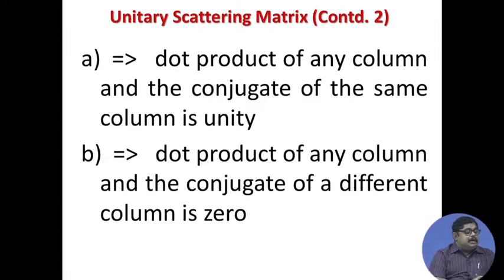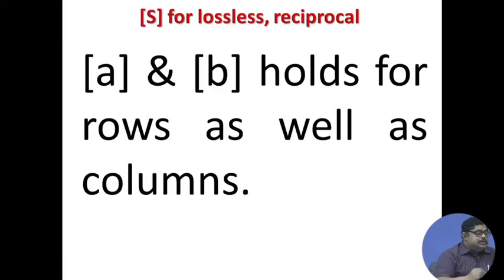So, in a lossless network, its scattering matrix satisfies all these equations. That is, the dot product of any column and the conjugate of the same column is unity, and the dot product of any column and the conjugate of a different column is 0. Both things should be simultaneously satisfied. If any of them is violated, it is not a unitary scattering matrix, that means the network is not lossless. Suppose we have a resistive network, obviously resistance creates dissipation of power, so that matrix cannot be lossless. If you have resistance used in the network, its S matrix cannot be lossless.